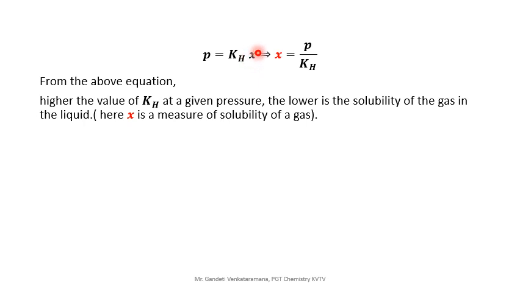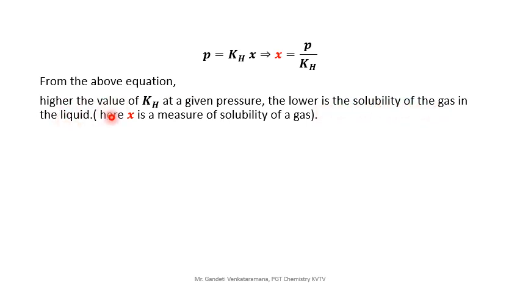So solubility means mole fraction. Mole fraction means solubility in this case. So this implies that X equal to P by KH. According to the relation, easily we can say that if you increase the value of KH, what about the X? It decreases. Very simple, very clear, simple mathematical equation. So from the above equation, the higher the value of KH at a given pressure, if this is constant pressure, the lower is the solubility of the gas in the liquid.